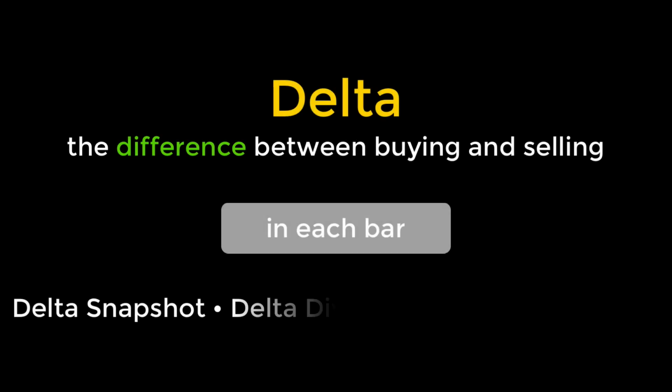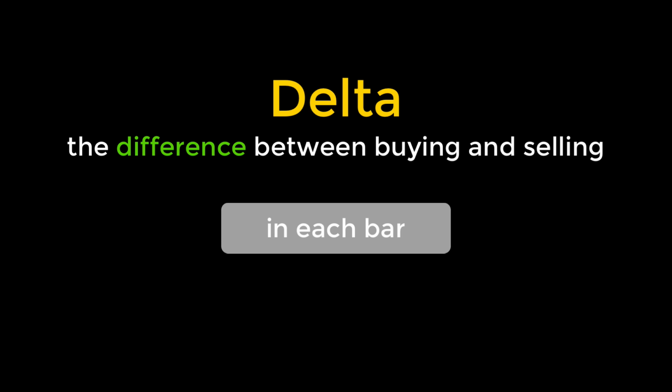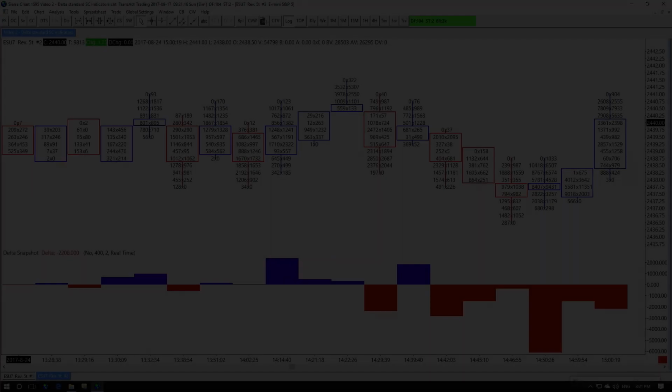So now we've reviewed delta snapshot, delta divergence, and delta strength. All of these indicators look at the delta within a single bar, and we can get good information from this. Now let's explore the relationship of the current bar's delta compared to the value of delta in the previous bars.